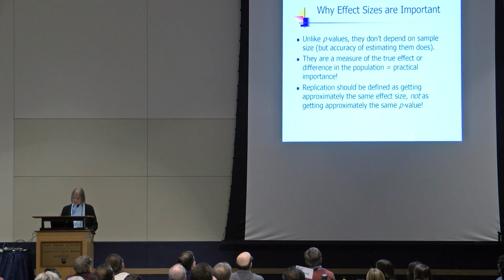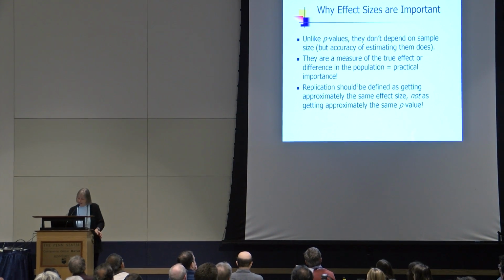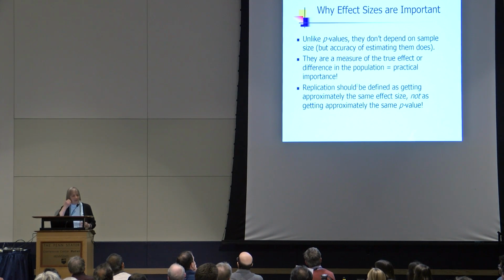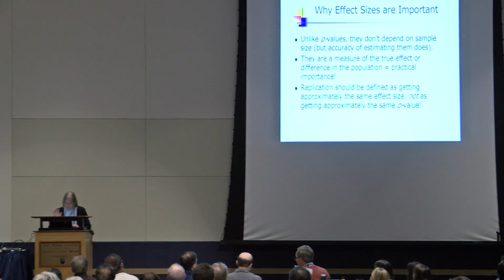So in conclusion, I think effect sizes are what we should be looking at, because unlike p-values, they don't depend on the sample size. They're a measure of the true effect or the difference in a population, so we can look at practical importance. And finally, replication should not be defined as getting approximately the same effect, it should be defined as getting approximately the same effect size, not getting approximately the same p-value or getting statistical significance every time, which is what researchers out there think it is. So, okay, that's it.